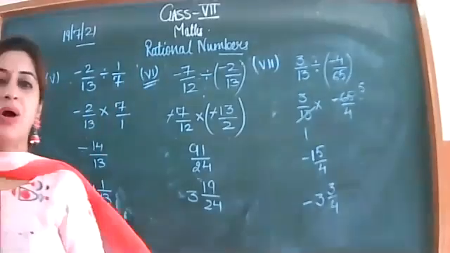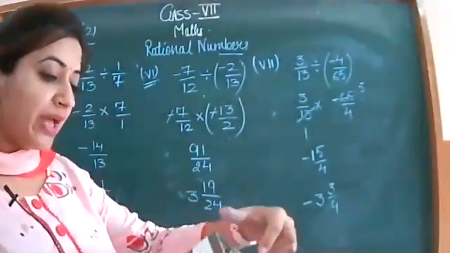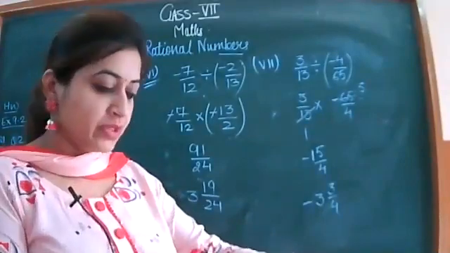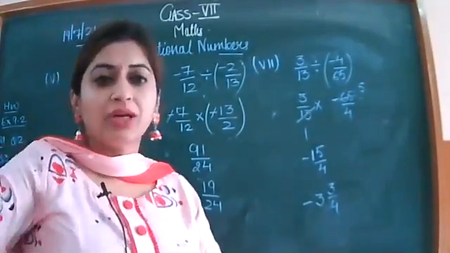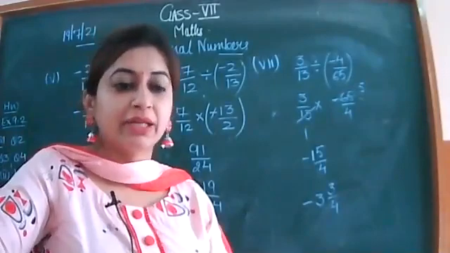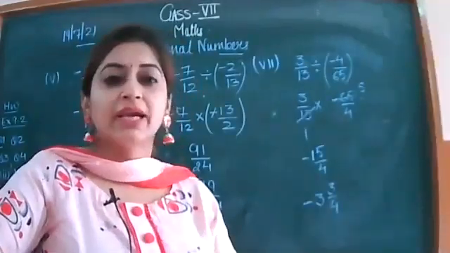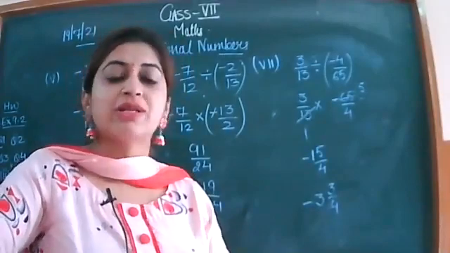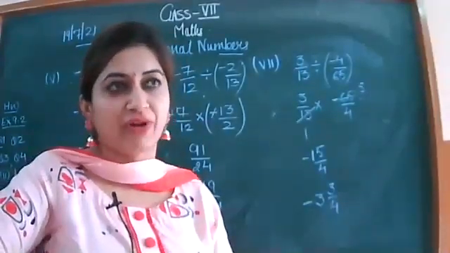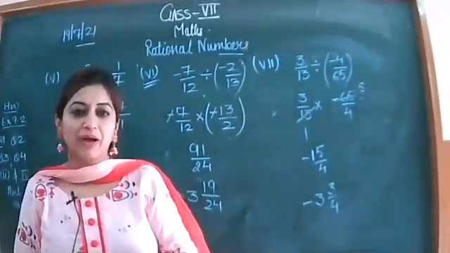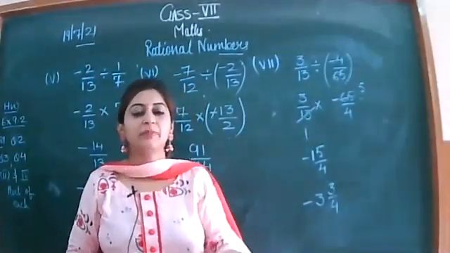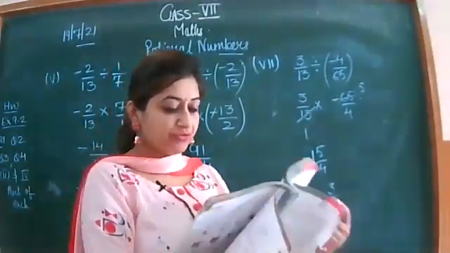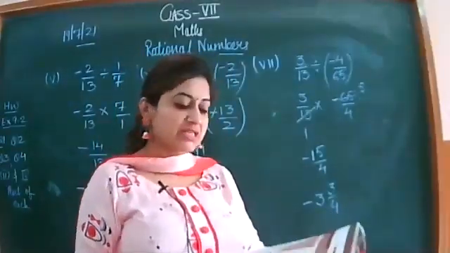On page number 189, try these is given. What is the reciprocal of minus 6 by 11? Make the reciprocal. Another name of the reciprocal is multiplicative inverse. That is 11 by minus 6, or you can say minus 11 by 6. What is the reciprocal of minus 8 by 5? Minus 5 by 8. The numerator will become the denominator and the denominator will be the numerator. So shift the terms.